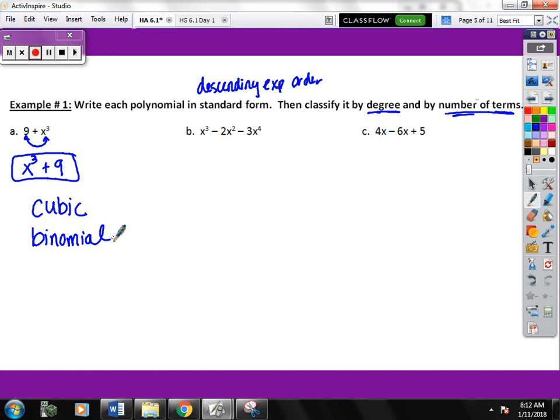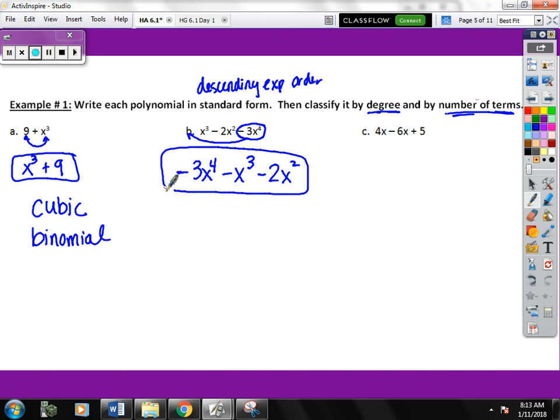Okay, the next one. Now be careful. When you rearrange terms, the sign in front of the number has to stay with it. So this would be a negative 3x to the fourth minus x cubed minus 2x squared. So make sure you have that negative, bless you. Who could classify this by the degree and number of terms? Garrett? Good, a quartic trinomial.